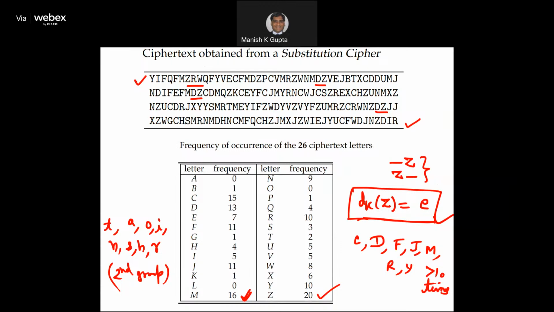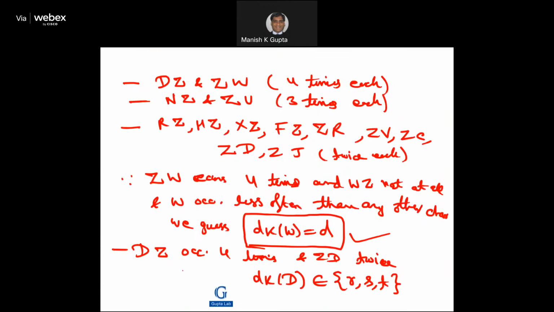Looking at and marking them and trying to do the analysis is a tedious task, right? So obviously you want a computer for doing all these things. We observe that DZ is occurring 4 times. I'm just writing the observations. DZ and ZW occur 4 times, NZ and ZU occur 3 times, then all these other digrams occur twice. These observations you can make from the table by looking at which digram is occurring how many times.